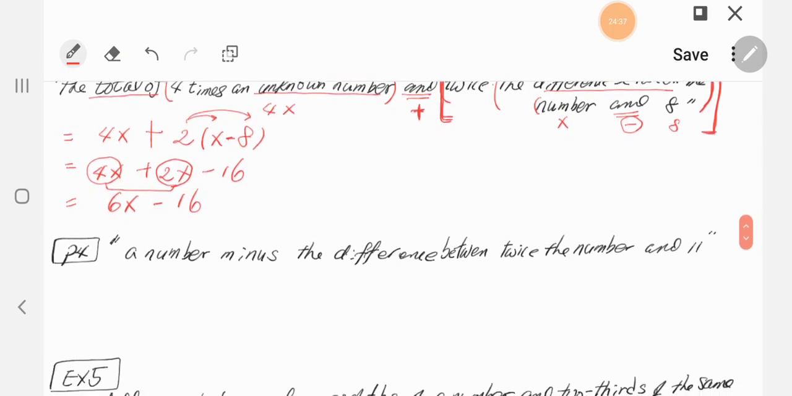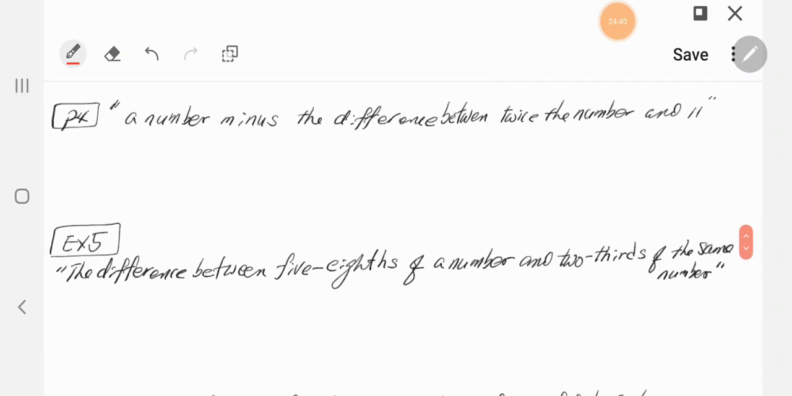All right, let's try problem 4. Okay, why don't you pause and try? Done? Good. Okay, the expression is a number minus. This minus means subtract, right? Subtract. A number, we don't know the number, so let's make a variable x. So x minus something. And the second expression is this. And this expression is the difference, subtraction. So we must have "and", right? So this "and" is replaced by the subtraction.